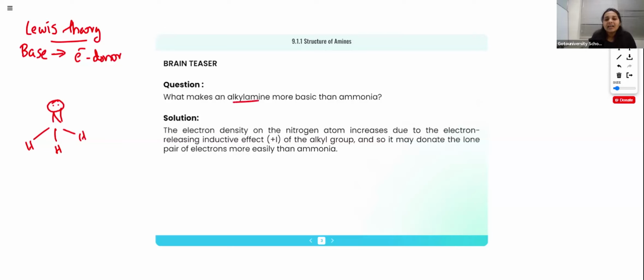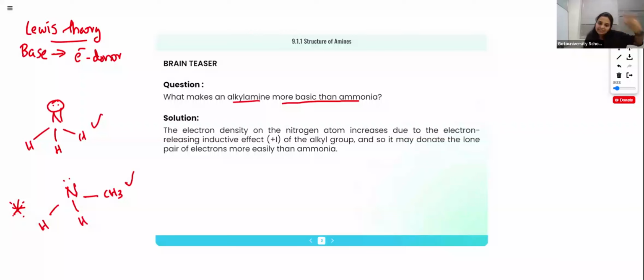What makes an alkyl amine more basic than ammonia? Comparing to an alkyl amine, suppose I am taking methylamine. Methylamine means I am replacing one hydrogen with the CH3 group, no other changes. Okay. Then, see, if you are comparing the basic property of these two compounds, this methylamine will be more basic compared to ammonia. Ammonia is still basic, but compared to ammonia, if you are replacing one hydrogen with a methyl group, it will be more basic.